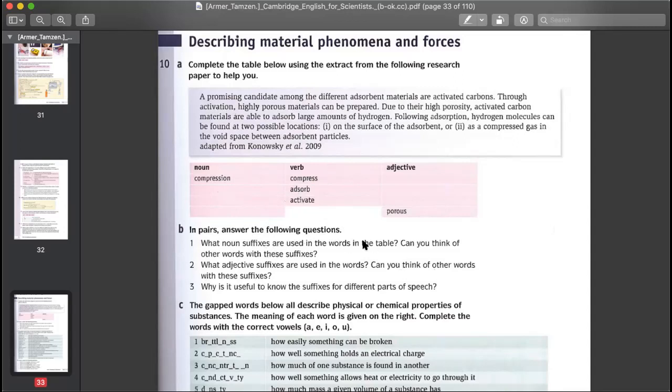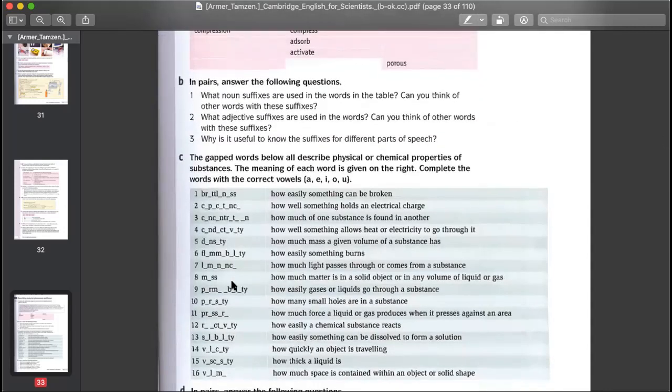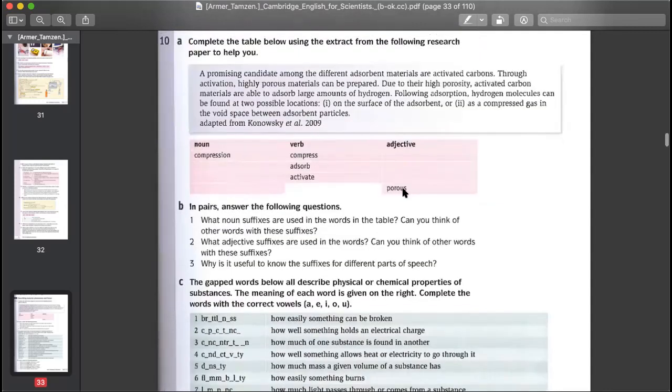The same thing here asks about the noun. Here it will ask you about what adjective suffixes are used in the words. You go to the adjective column. It says can you think of other words with these suffixes. Why is it useful to know the suffixes for different parts of speech? Why is it necessary to know that SION means it's a noun, ED is an adjective? We have other words too, you have porous here, OUS is also an adjective. Of course your answer will be: to distinguish that this is a noun, this is an adjective, this is a verb. They will surely help me in learning words, and may give you a bigger vocabulary.